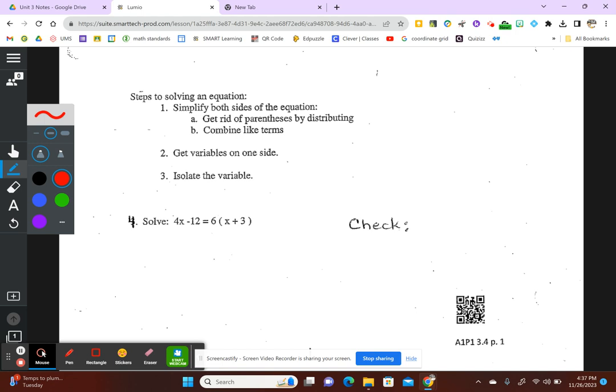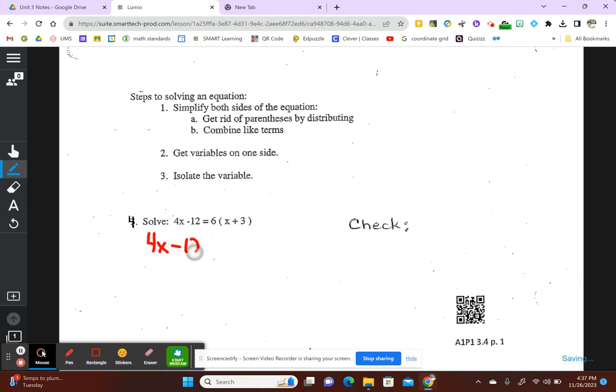So let's look at number 4. So number 4, I say 4x minus 12 equals 6x plus 18.